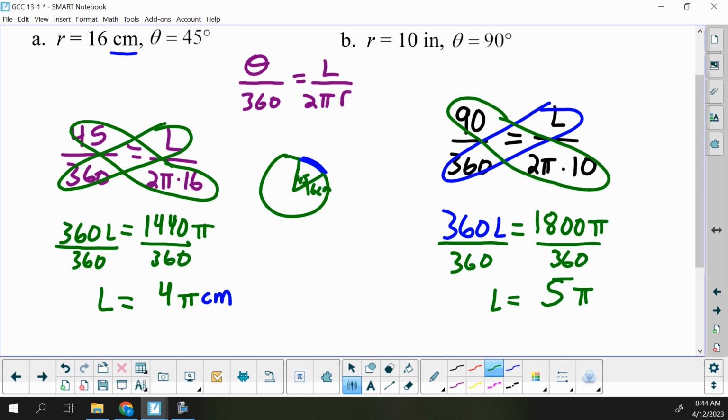Arc length is a length, a distance, so its unit should be a distance unit. It'll match the distance unit of the radius, so we get 5 pi inches. So that is one proportion we're going to work with today, the arc length proportion.